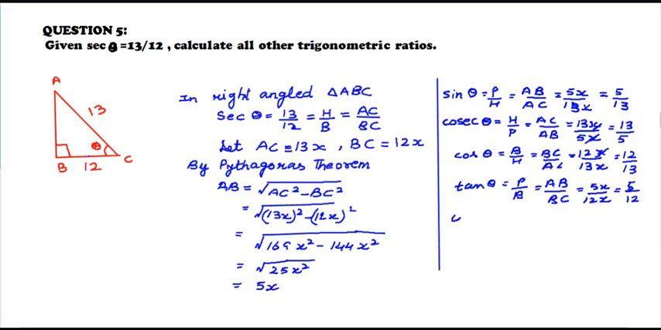Cotangent theta is the inverse of tangent theta. So that means its value is 12 by 5. So that is base upon perpendicular. Here base is BC and perpendicular is AB. So BC upon AB is equal to 12x upon 5x. So x and x get cancelled out. What remains is 12 by 5.